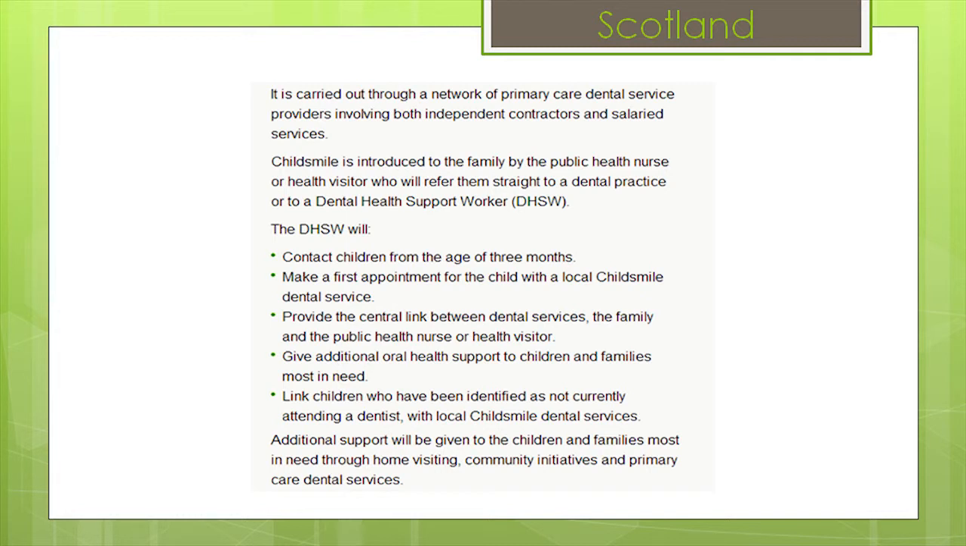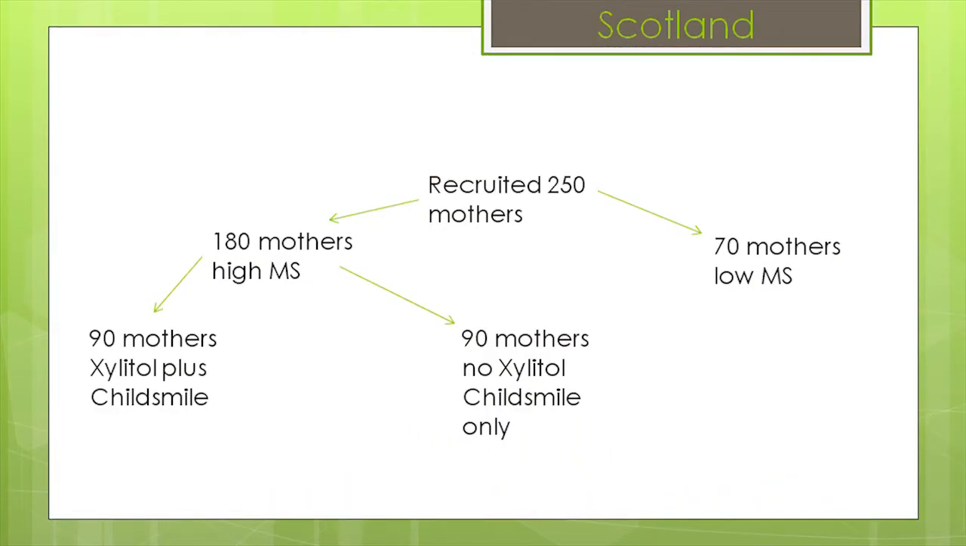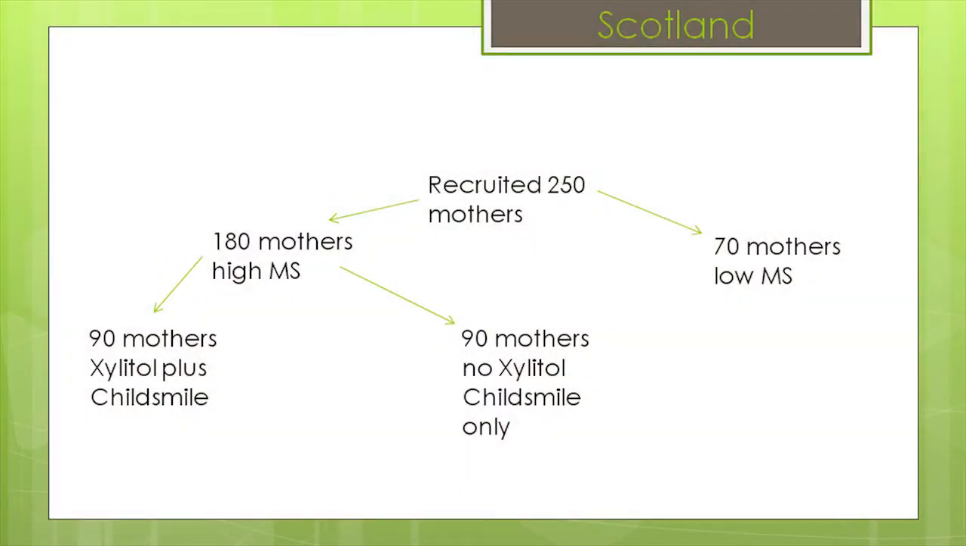But what we did in Scotland is we recruited 250 mothers, and this is about 4 years ago when Xlear got involved. We tested them all, and we only enrolled mothers with high MS, so high mutans streptococci levels. So on those slides that I showed you before, only the mothers that scored 2 or 3. So we had to reject 70 mothers from the study. And then we got 90 mothers who took xylitol and were involved in the Child Smile program, and then 90 mothers who had no xylitol and Child Smile only.